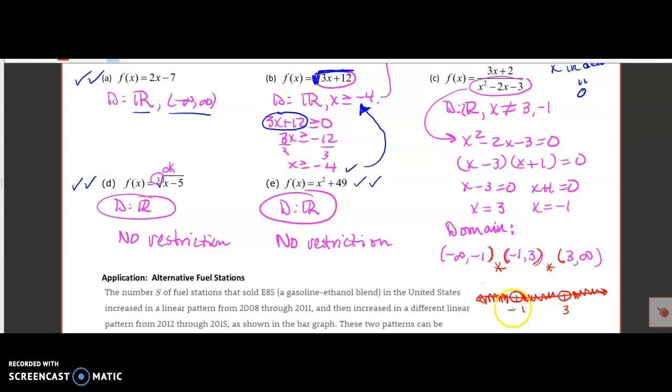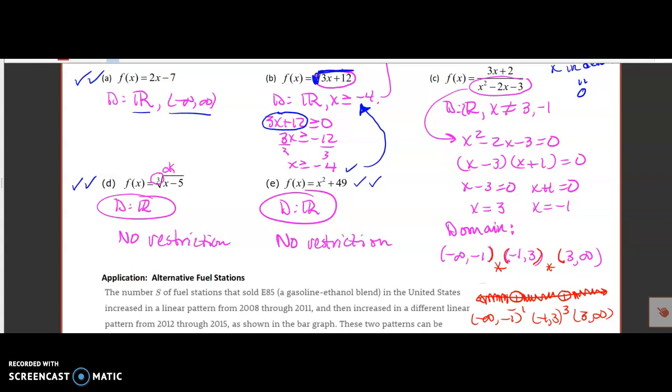So the interval up to negative 1 is negative infinity to negative 1. The middle one is negative 1 to 3. And the one on the right is 3 to infinity. Remember, you always use parentheses with infinity.